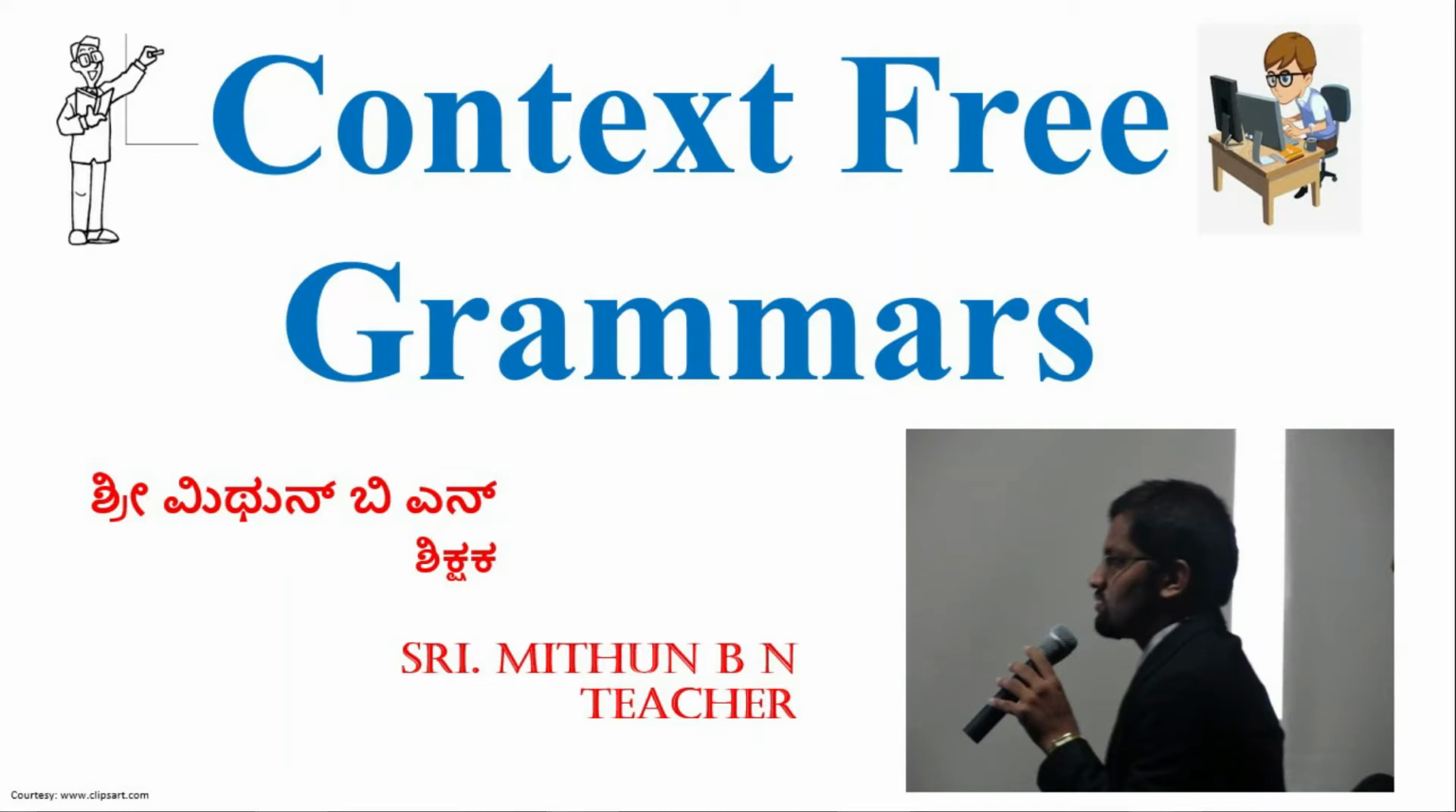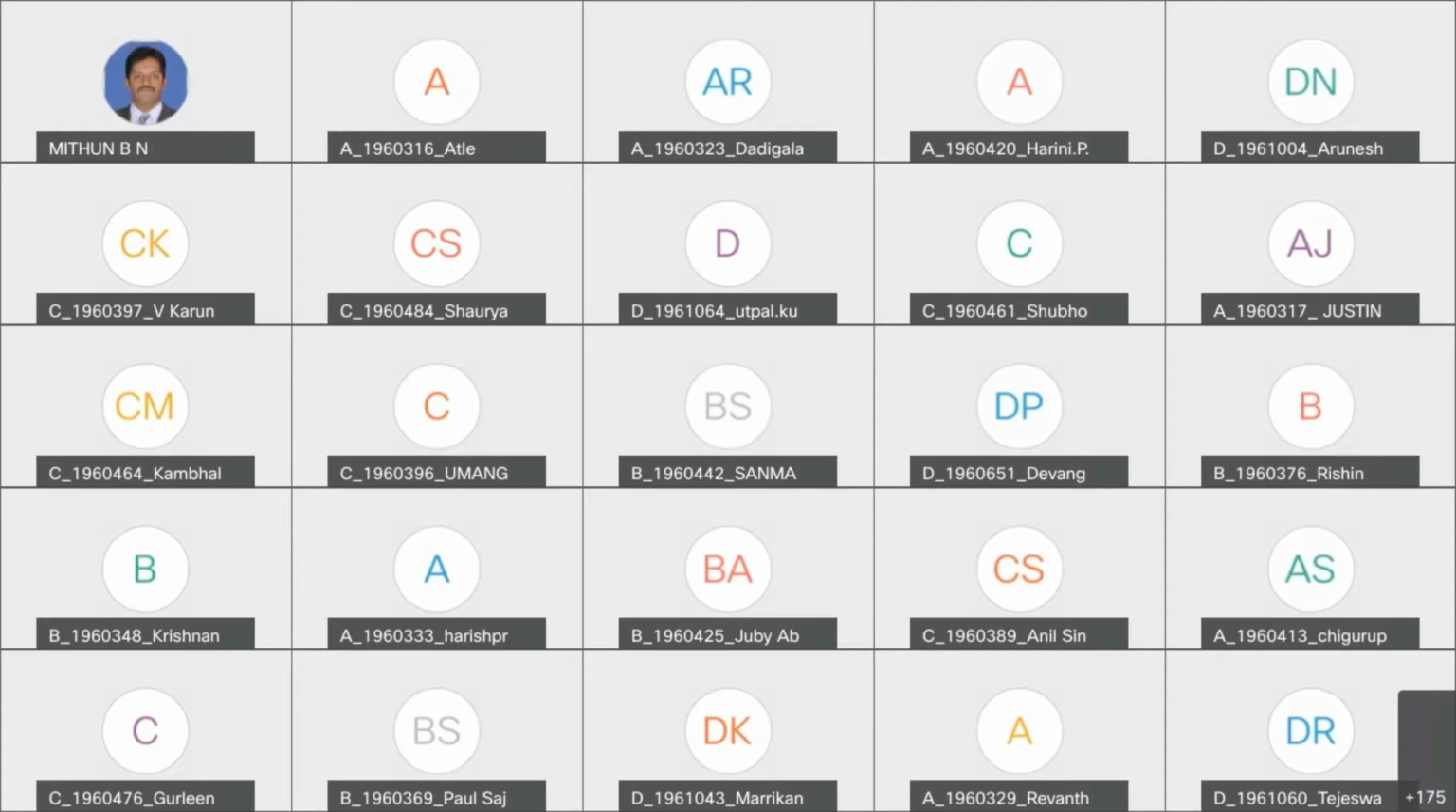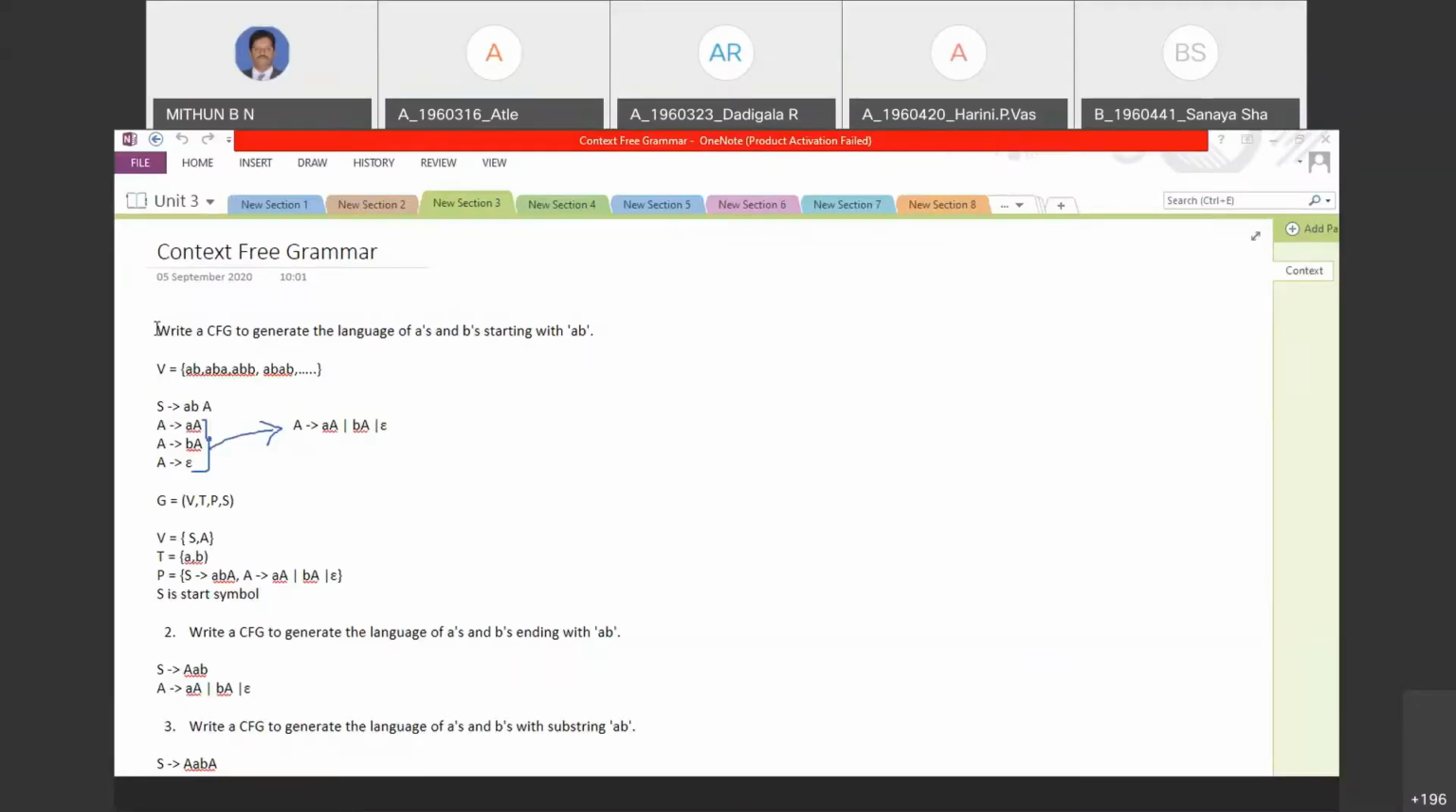Grammar is made up of 4 tuples: variables, terminals, productions, and start symbol. Interesting. Let's start. Now, today's class, we try writing the grammar. Similar to how we wrote regular expressions, we try writing the grammars.